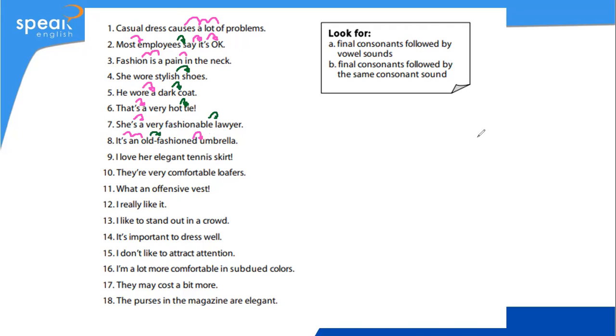Number nine. Where do you see the linking sounds? Her elegant. Okay. So we're going to say her elegant, her elegant. And then similar sounds. Tennis skirt. All right. So elegant tennis skirt. Give it a try. I love her elegant tennis skirt. One more time. Great. I love her elegant tennis skirt. Great. Very good. What about number 10? Where do we link sounds in number 10?